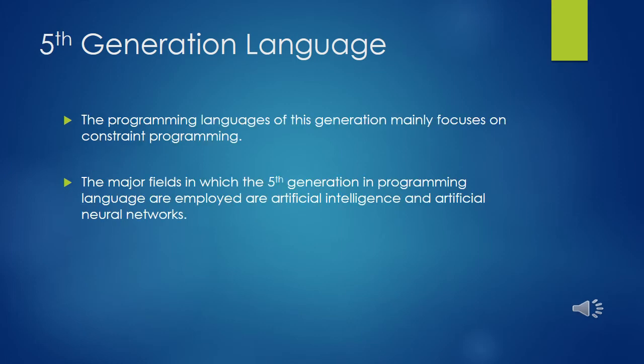Then lastly, we have fifth generation languages. The programming languages of this generation mainly focus on constraint programming. The major fields in which the fifth generation programming languages are employed are artificial intelligence and artificial neural networks. These languages can be used to query the database in a fast and efficient manner. In this generation of languages, the user can communicate with the computer system in a simple and easy manner. That's why the use of artificial intelligence and artificial neural networks are developed.